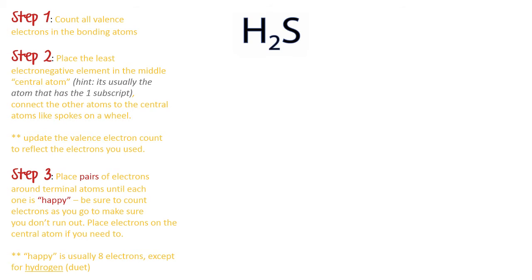Okay, one more example. So again, I start by counting my valence, right? Hydrogens are in the first group, so that's 2 hydrogen times 1 electron each, right? Plus 1 sulfur, and sulfur has 6 electrons. So 2 and 6 gives me 8 electrons that I have to use to draw this picture.